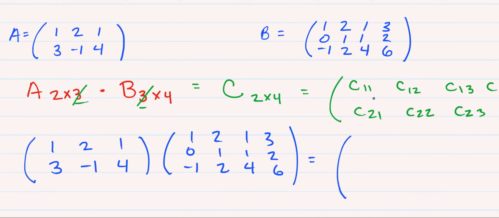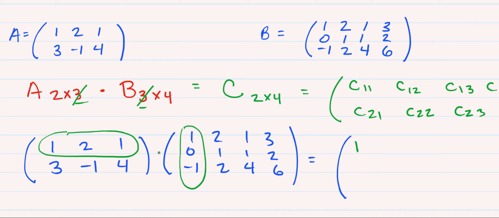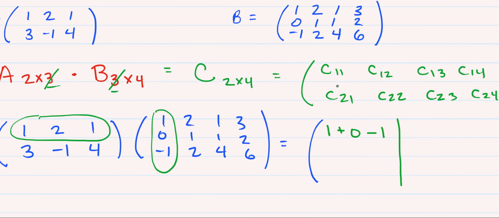Let's see what we get. We're going to start with the first entry. Okay, so C11, we take row 1, multiply it with column 1. So 1 times 1, get 1, plus 2 times 0, so 0, plus 1 times negative 1 is a negative 1. Okay, I'm going to put a line here so I don't get confused. So that gives me this entry. I'm going to go ahead and cross it out.